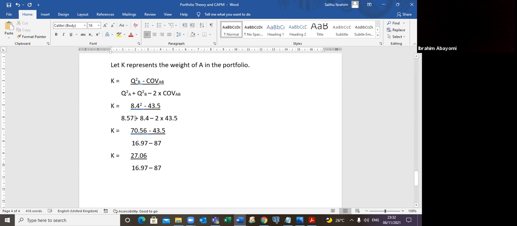So that's supposed to be what? The square of it should be what? That's this one squared, raised to power 2. Raised to power 2. The square of 8.57.